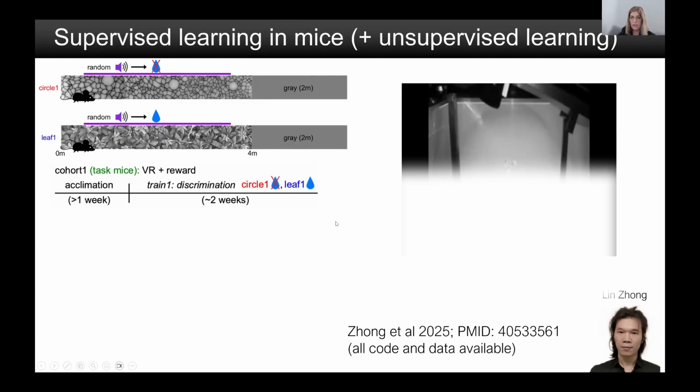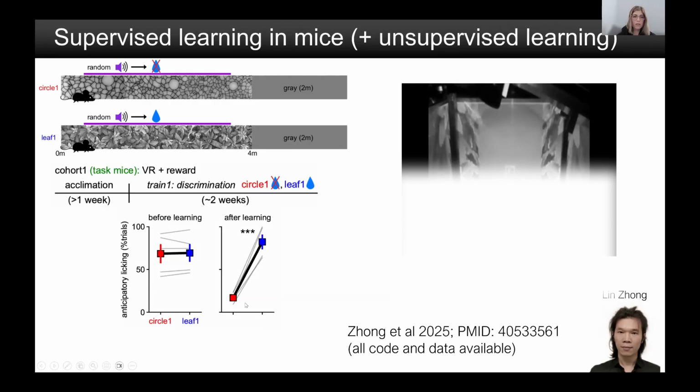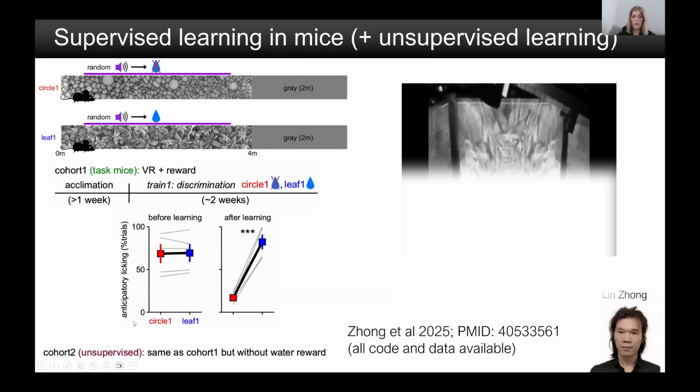So I'll just show you the task that I was showing before, the mice running through these corridors. This is the rewarding corridor, so the mouse will stop to lick here. The mice learn to discriminate these visual corridors very well. So they're licking much more in the leaf corridor than the circle corridor after learning. This is before learning. He also has a cohort of unsupervised mice.